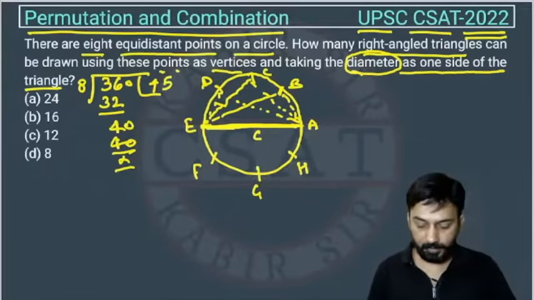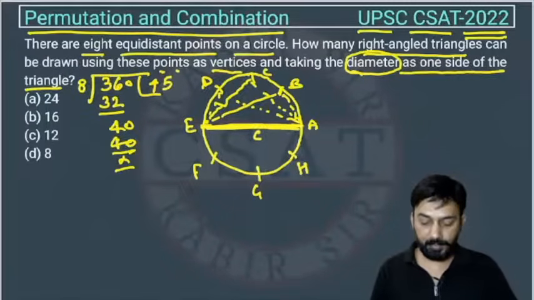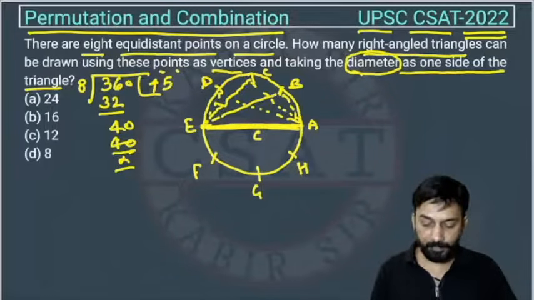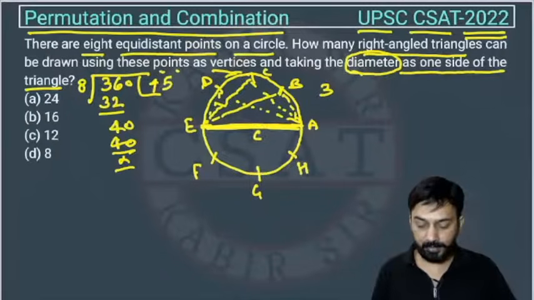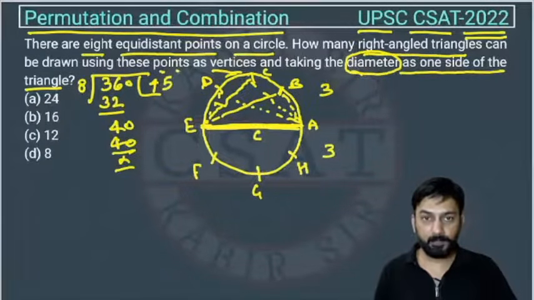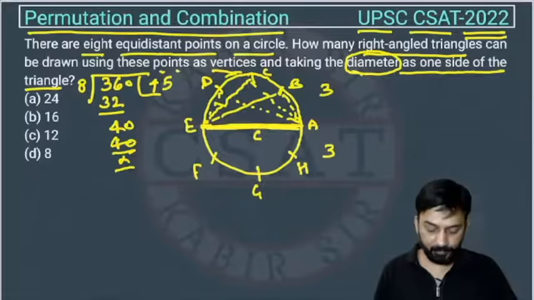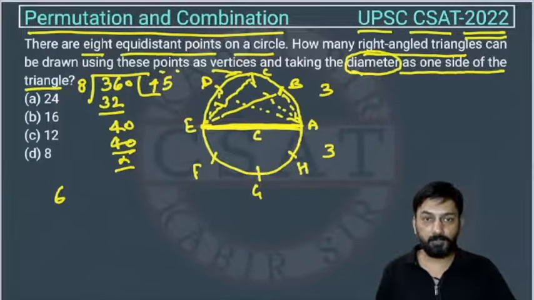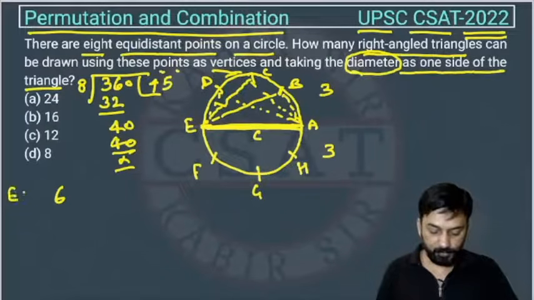If you use the diameter as one side, then any triangle you draw will be a right angle triangle. This is a property of the circle. So we have 3 points here and 3 points here. With these 3 points we can draw 3 right angle triangles on this side and 3 on this side. So how many right angle triangles do we have? 6, if we use EA as the diameter.